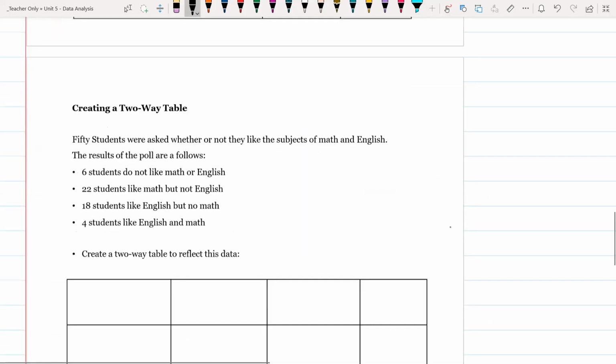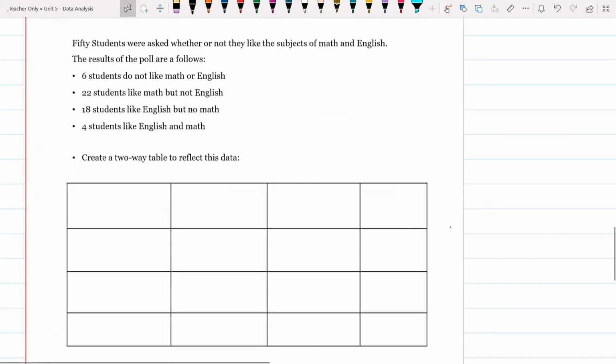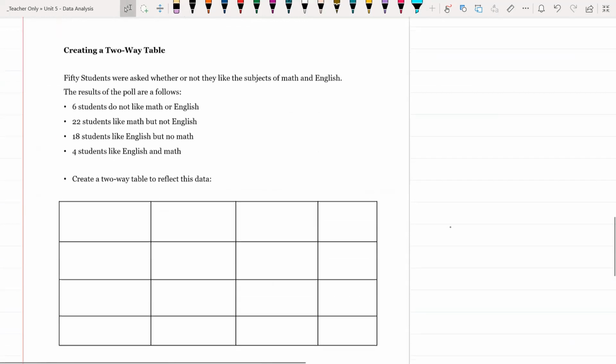Okay, we have one more piece. We're almost done. So now we need to create a two-way table given all of this information. 50 students were asked whether or not they like the subjects of math and English. Here are the results. 6 students do not like math or English. 22 students like math but not English. 18 students like English but not math. And 4 students like English and math together.